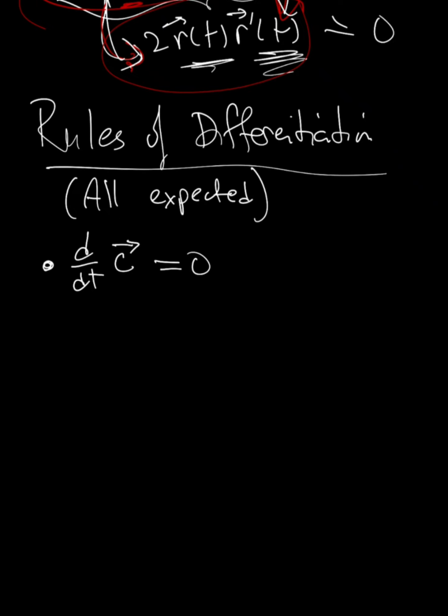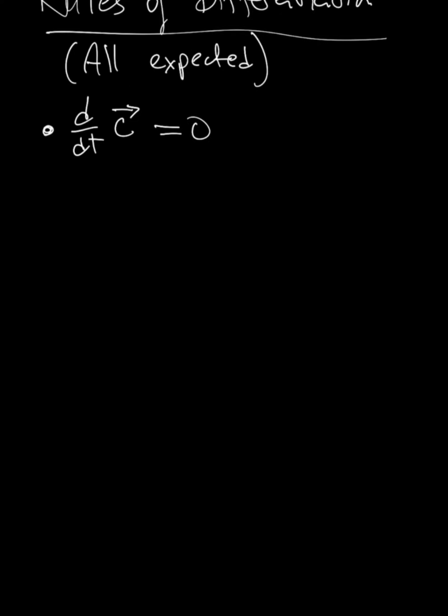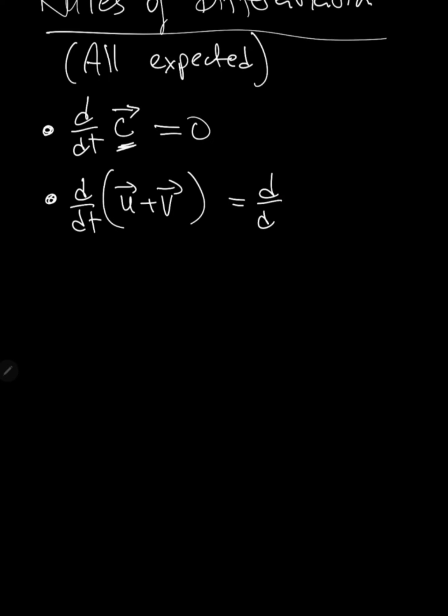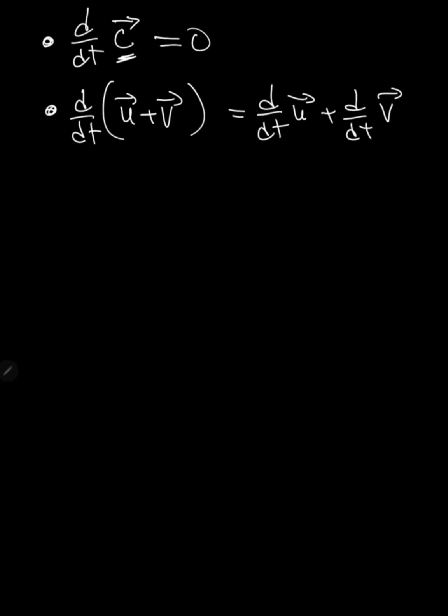So this first one is true because when you take the derivative of the x component, you get 0. The y component, you get 0. The z component, you get 0, because they're all constants. So it all boils down to one variable calculus. Okay, d/dt of u plus v, again boils down to one variable calculus, d/dt of u plus d/dt of v. Nothing fancy going on there.